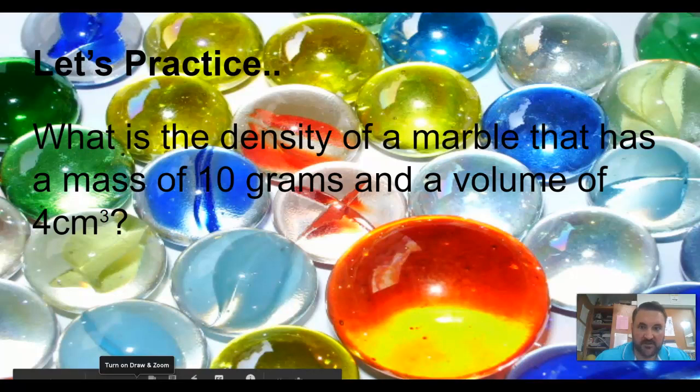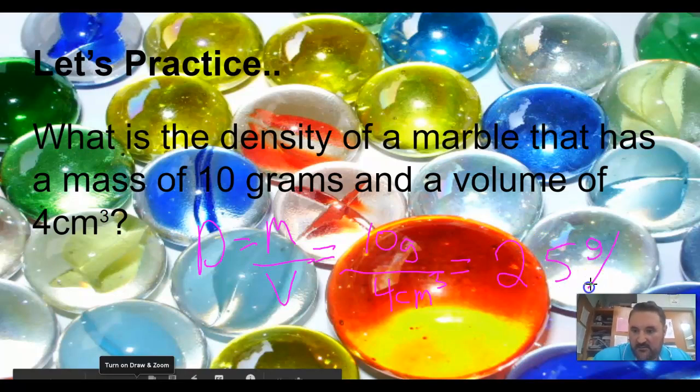Let's try a practice problem. What is the density of a marble that has a mass of 10 grams and a volume of 4 cubic centimeters? Density is equal to mass divided by volume. So we plug that in. We put 10 grams divided by 4 cubic centimeters. And when you divide that, you'll get 2.5 grams per cubic centimeter.